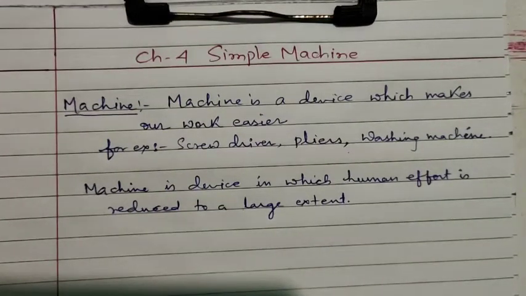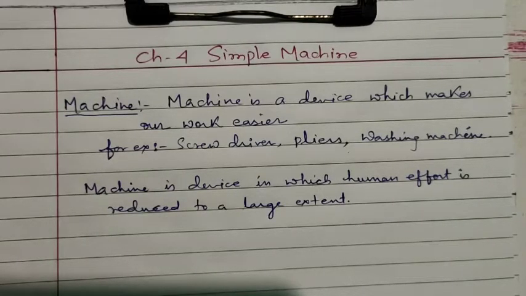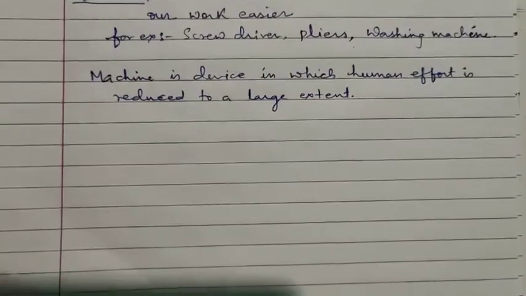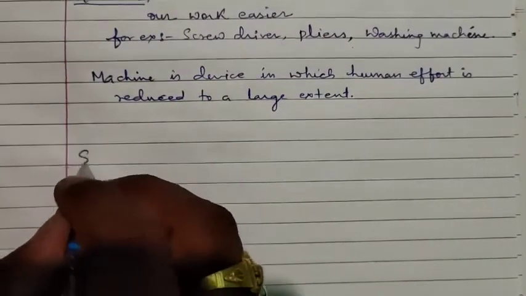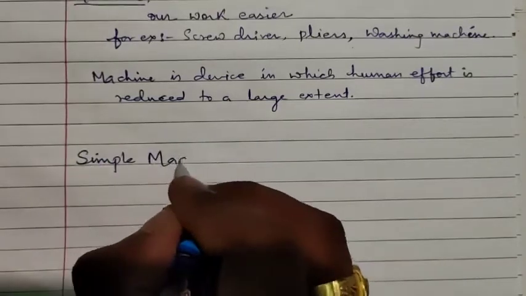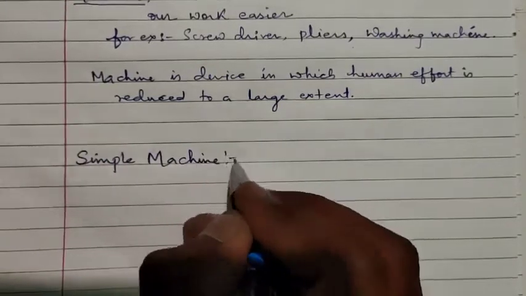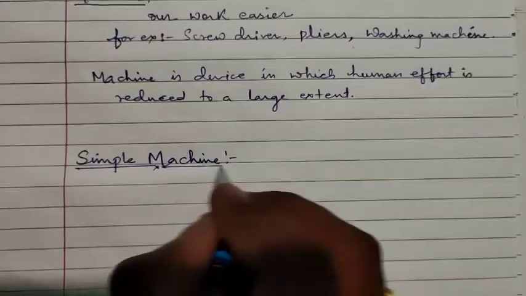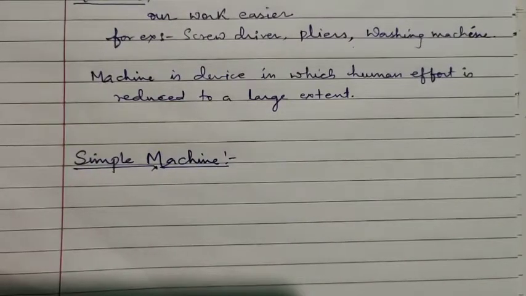Now in this chapter we are going to study simple machines and some types of simple machine. They are lever, wheel and axle, pulley, inclined plane, wedge and screw. One by one we will proceed to these topics. The first topic which we are going to study in this chapter is simple machine.